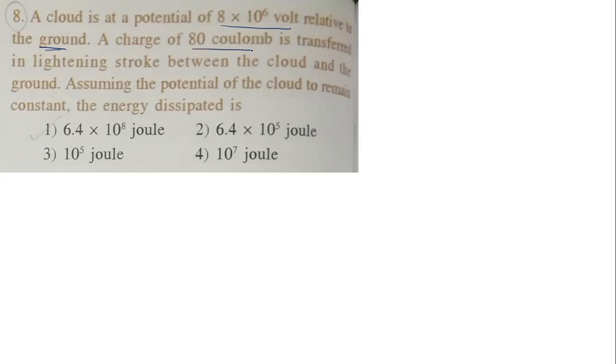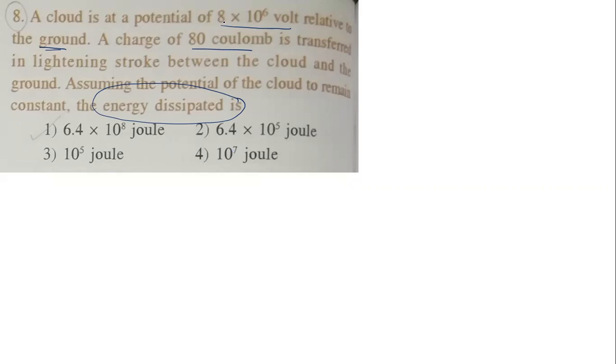A charge of 80 coulomb is transferred in a lightning stroke between the cloud and the ground. From where to where during lightning? 80 coulomb of charge is going to transfer from the cloud to the ground. Assuming that the potential of the ground remains constant, we take it as zero potential, it is not going to change. We need to calculate the energy dissipated. Energy dissipated is nothing but the work done by transferring the charge from cloud to ground.